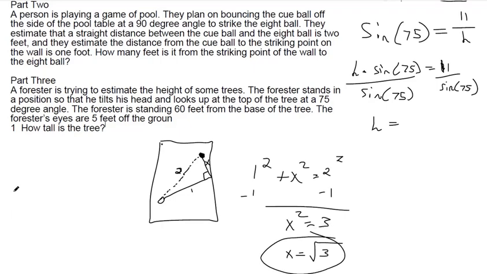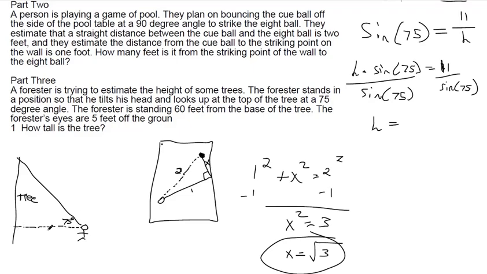Part 3 of 4 is just trying to estimate the height of a tree. So here's my tree. The forester is standing, so he's tilting his head. So the forester is somewhere away from the tree, and he's tilting his head up at a 75-degree angle. But look how I'm drawing it a little higher, because we've got to take into account the height of the forester. So this angle of elevation is 75 degrees.